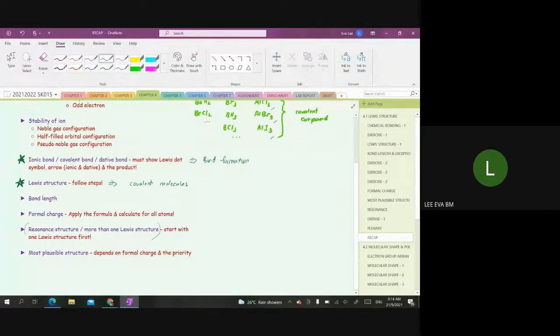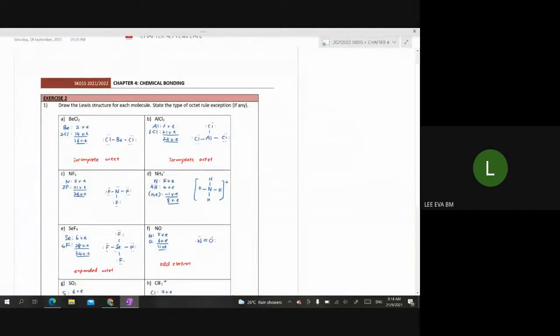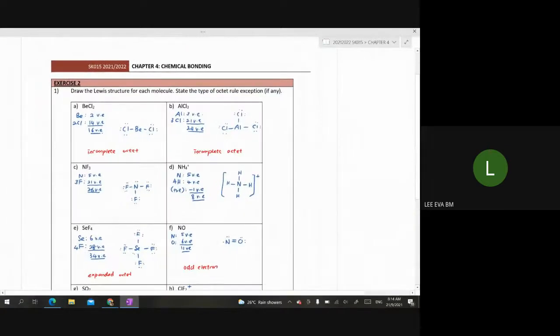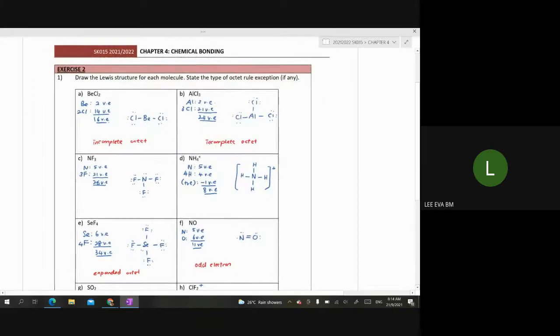We will continue because last time we stopped halfway through the Lewis structures, more than one Lewis structure, and the resonance hasn't been discussed yet. The most plausible structure depends on the formal charge and the priority. Let me show you the answer first, so you can double check and do your correction.